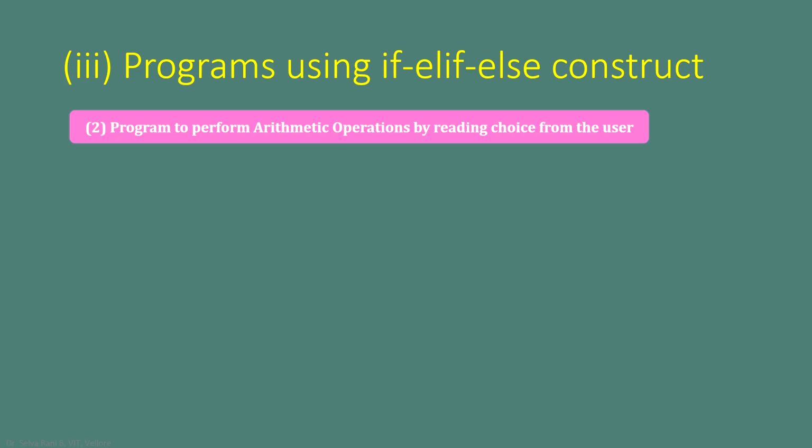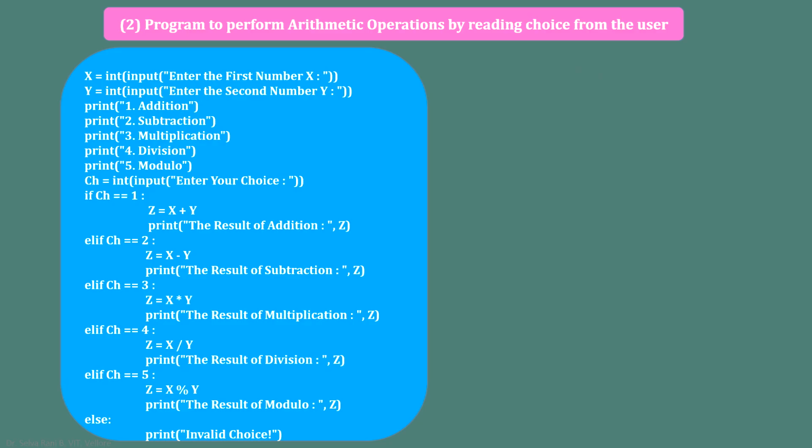Let us write another program to perform arithmetic operations by means of reading choice from the user. We know that addition, subtraction, multiplication, division, floor division and modulo are the arithmetic operations. And for those operations, we have specific operators in Python. And let's do the operation with the help of reading choice from the user.